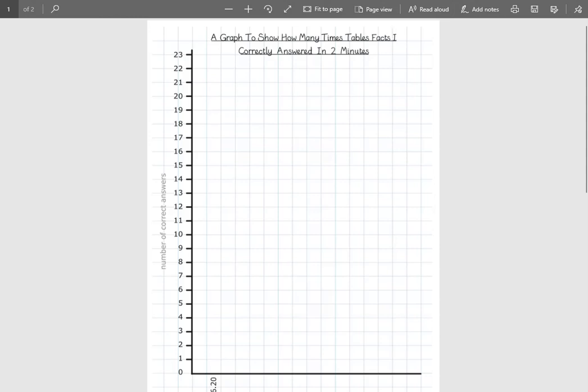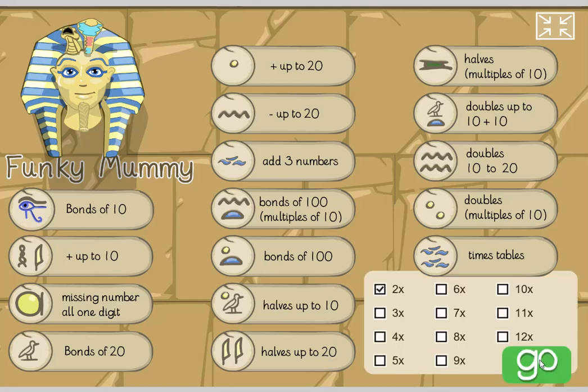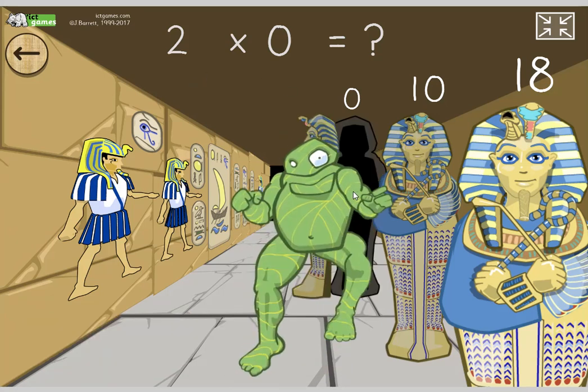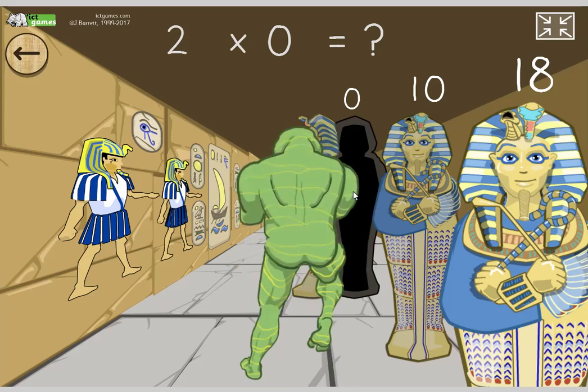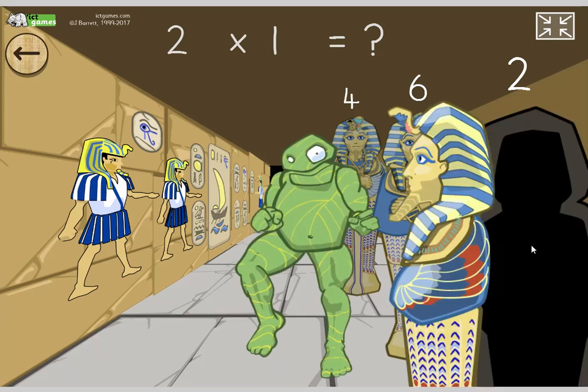Okay, let's have a look at something else you can practice your 2 times table on. Times tables here on Funky Mummy. I'm going to do 2 times tables. 2 times 0. Which one of those? Oh, 2 times 0. It's got to be 0. 2 times 1. 2.